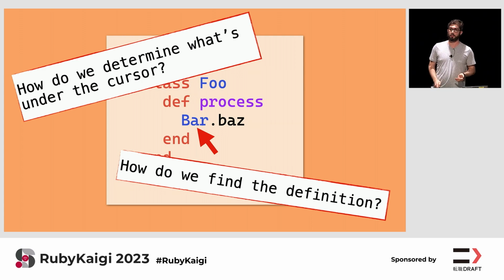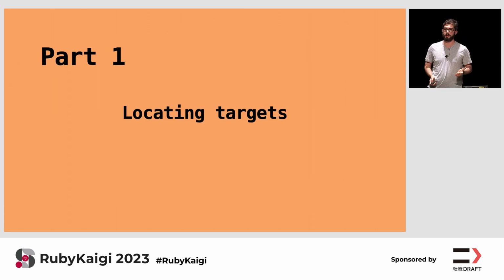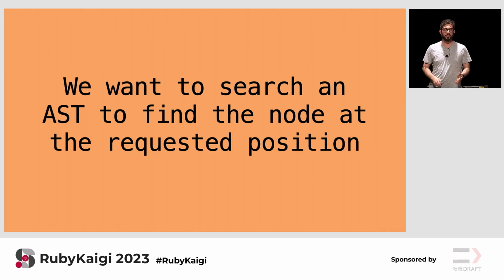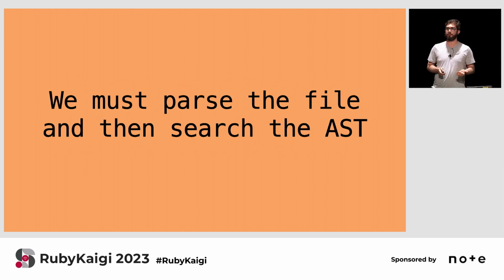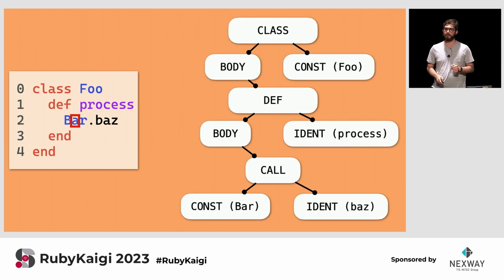But we're going to start with part 1, which is locating targets. What we want to do is search the AST of the current file where the user clicked to discover what node exists under the position that was clicked. Basically, the language server must have the AST of the file. We must have already parsed the file, and we're going to be searching the nodes to find which one exists under the cursor.